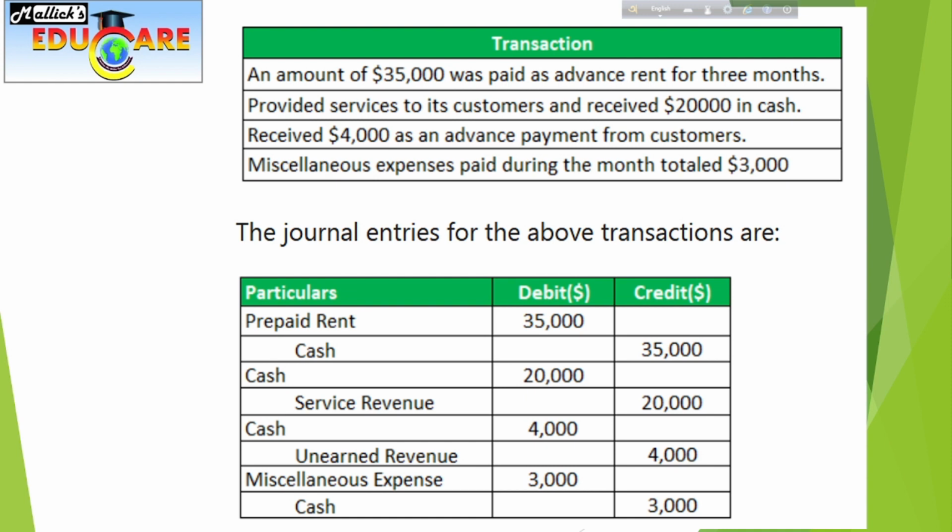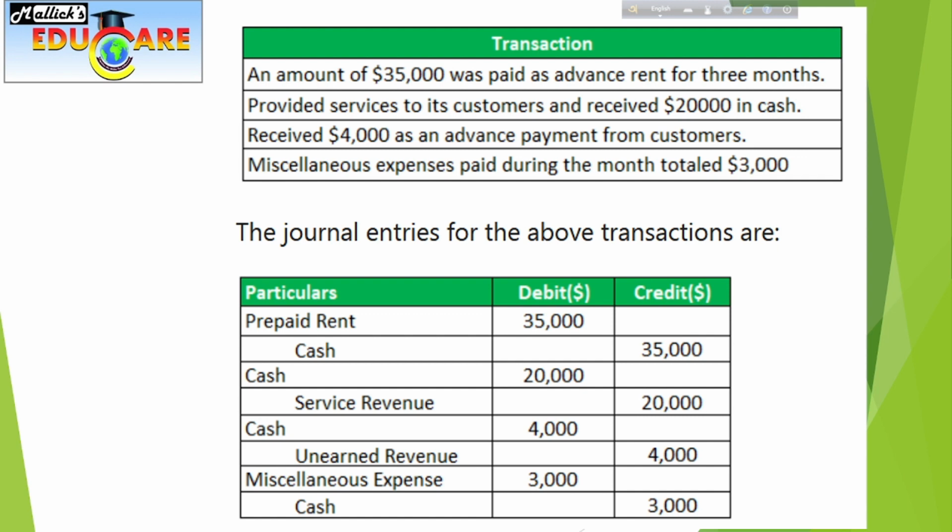Second, provided services to its customers and received 20,000 in cash. Cash account debit 20,000, service revenue credit 20,000. Received 4,000 as an advance payment from customers. Cash account debit 4,000, unearned revenue credit 4,000.